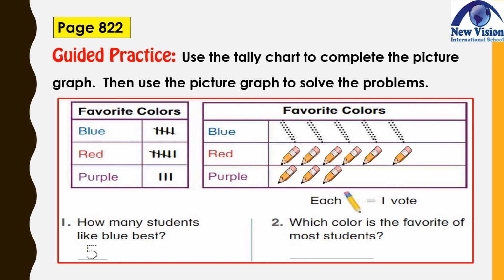We are done with our picture graph. Now let us answer the questions. How many students like blue best? There are 5. Very good. Which color is the favorite of most students? So we have red.